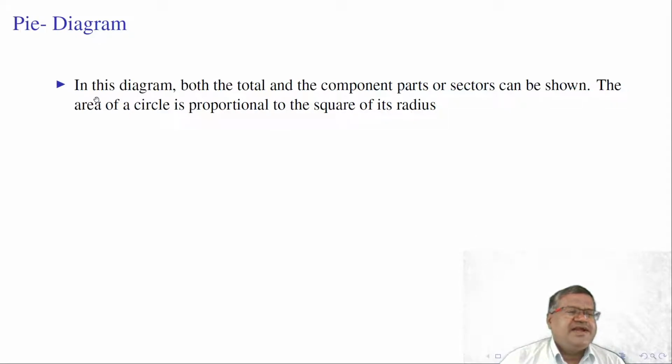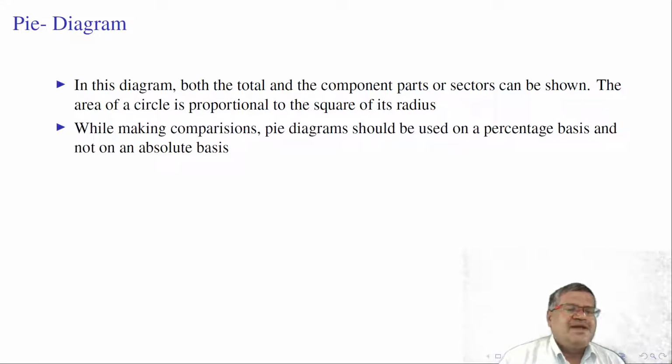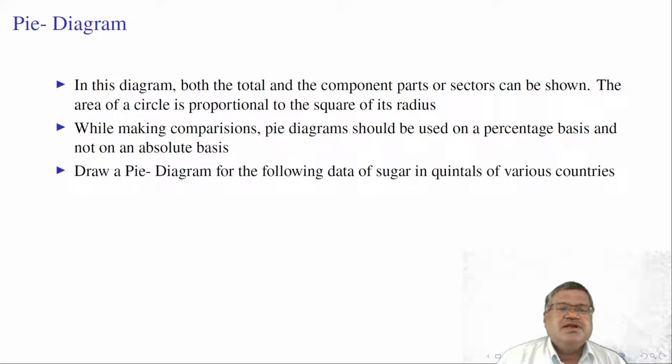Next one is the pie diagram. In this diagram, both the total and the component parts or sectors can be shown. The area of the circle is proportional to the square of its radius. While making comparisons, pie diagrams should be used on the percentage basis and not on the absolute basis. Here in a pie diagram, the data is converted into 360 degrees. We convert the components or sectors into degrees of sectors.